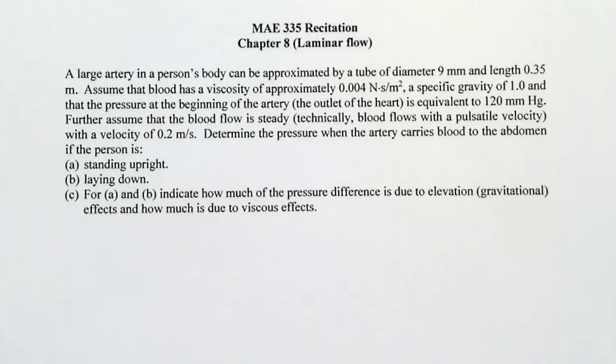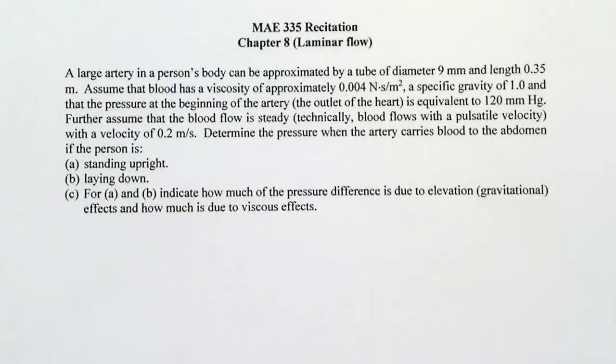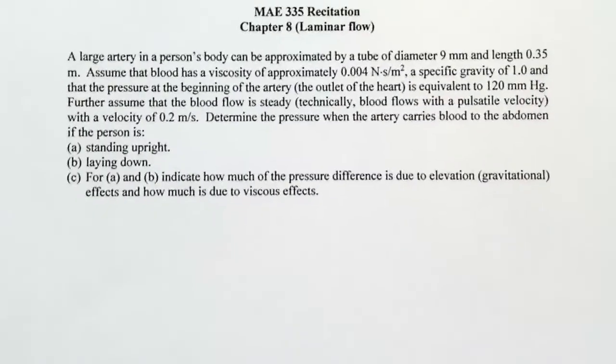So the first question is a large artery in a person's body that is approximated as a tube of diameter 9 millimeter. The tube means that the cross-section area is the same all over and the diameter doesn't change. First, I'm going to show you, based on the information that we have in this question, how we can write down where the flow is and from where to where we have the pipe flow.